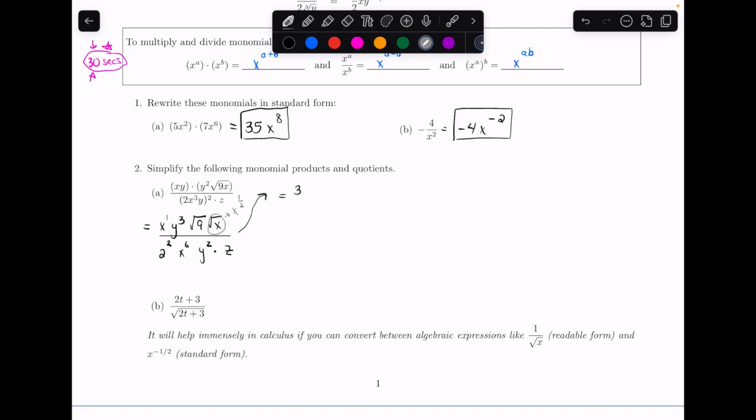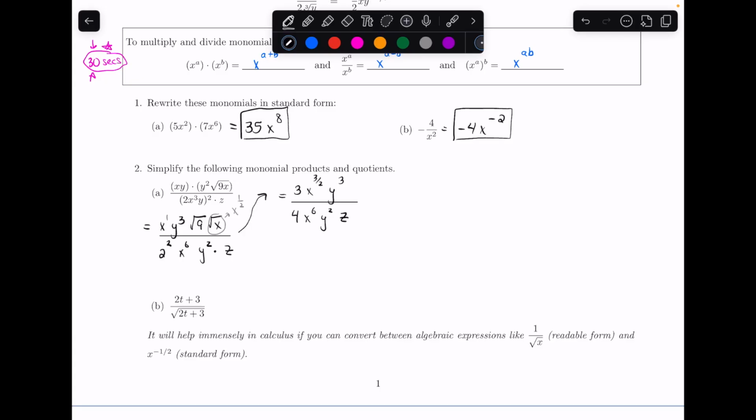So now I get to add those powers because they're multiplied together. So 1 plus 1/2, I have to get a common denominator. That'll give me x to the 3/2. And then I still get that y cubed. Okay, that's my numerator. Over my denominator, 2 squared is 4. I got x to the 6th, y squared over z.